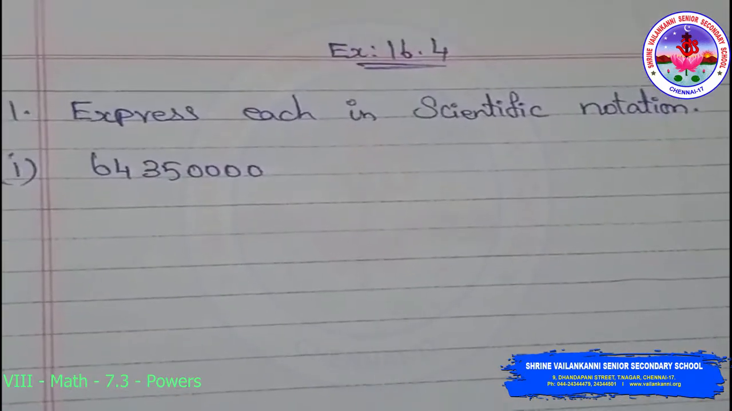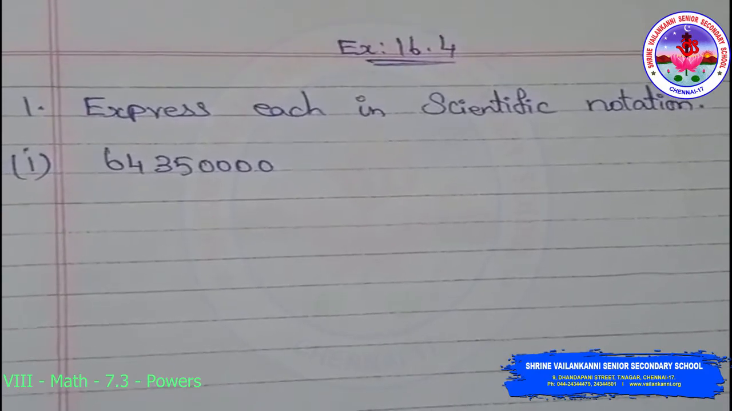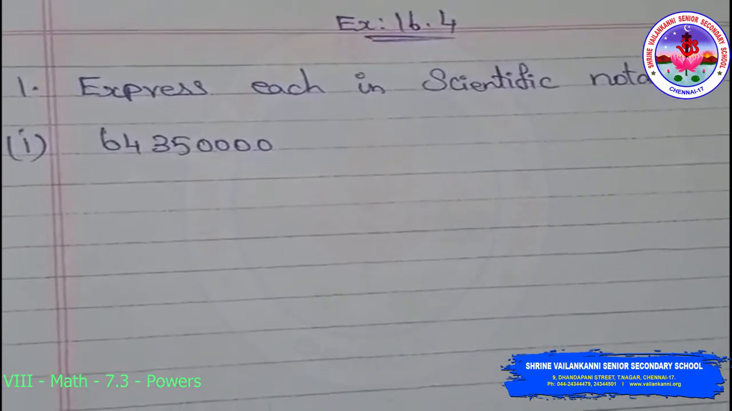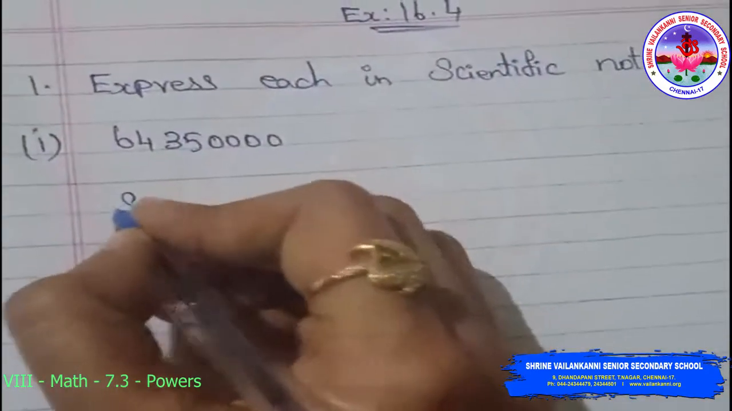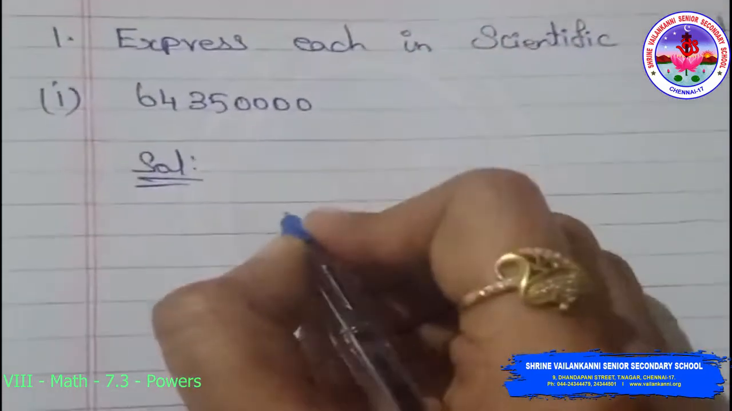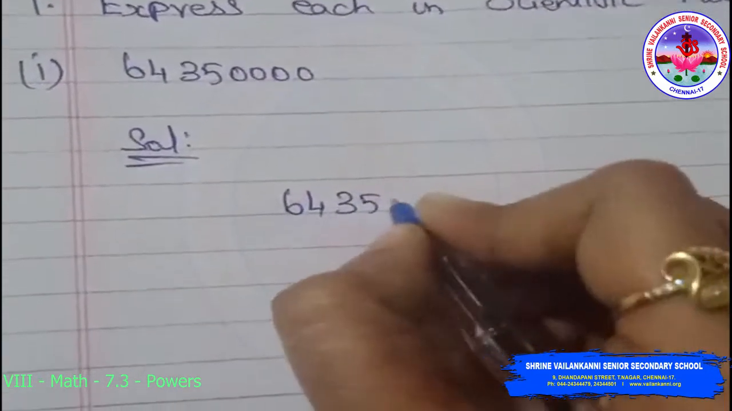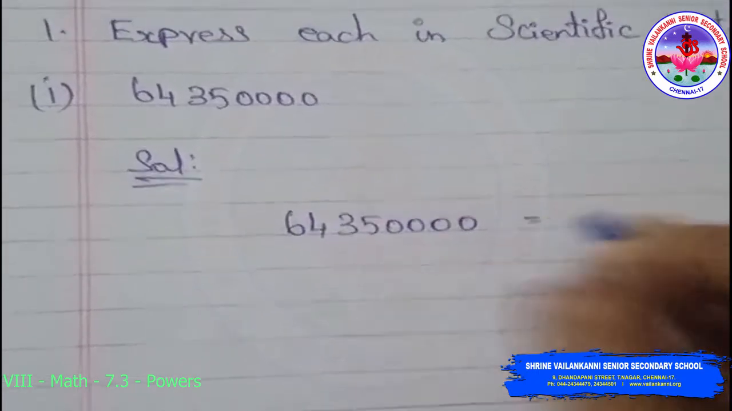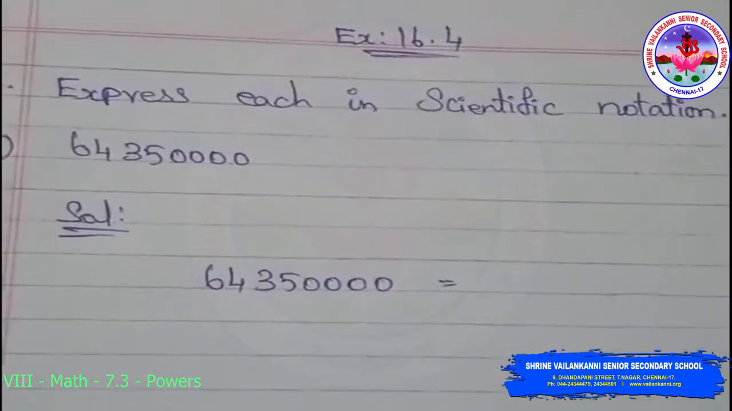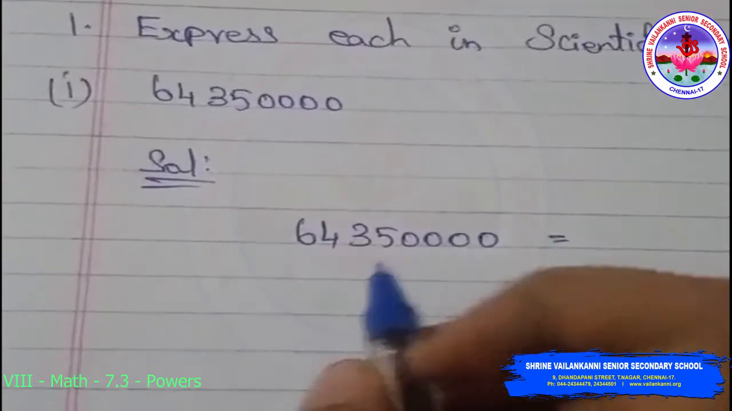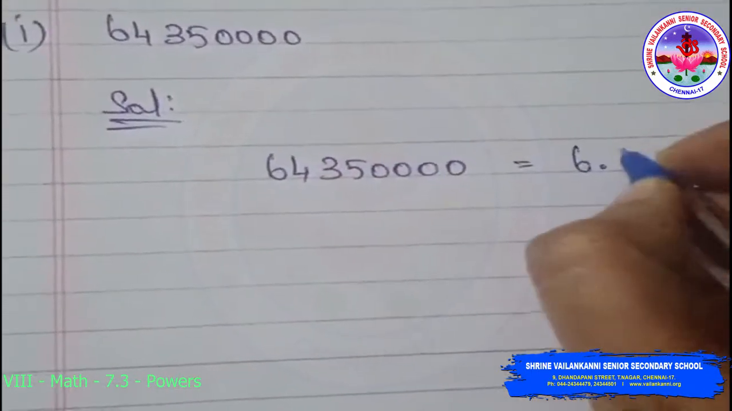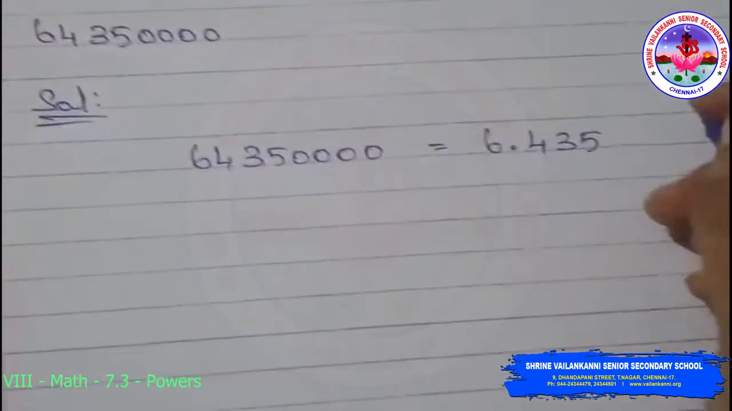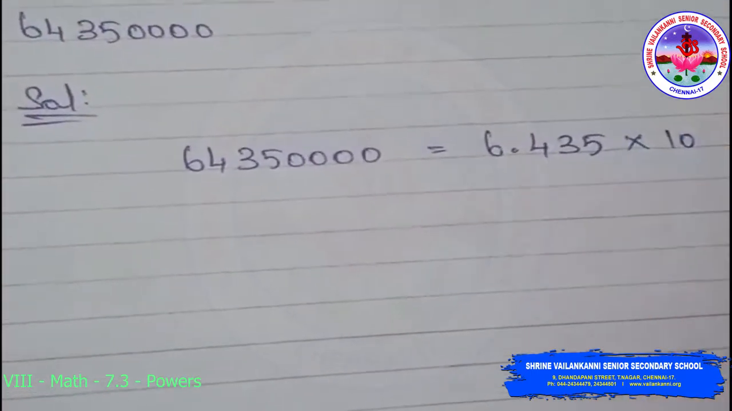Next, exercise 16.4. The first question: express each in scientific notation. The question is 64350000. Write down the solution first. Now you can express it in scientific notation. Using the first procedure, put the decimal after the first non-zero digit. The first non-zero digit gives 6.435. The second procedure: times 10 to the power of the exponent.